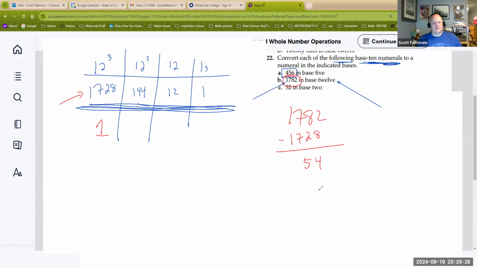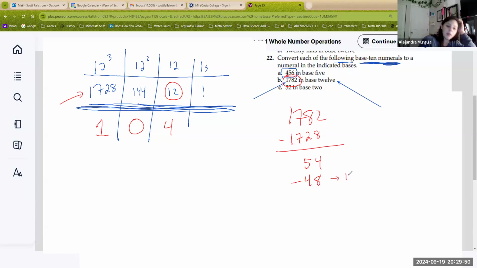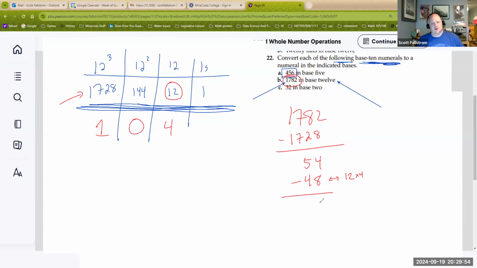And if I got left with 54, that means I don't have enough for groups of 144. I might want one, but I don't have enough for it. So then I come over here to groups of 12, and I can put groups of 12 in here, and I probably would have put in 4 of them, right? 12 times 4 gives me 48. And when I subtract, I would have had 6. And there is my final answer.